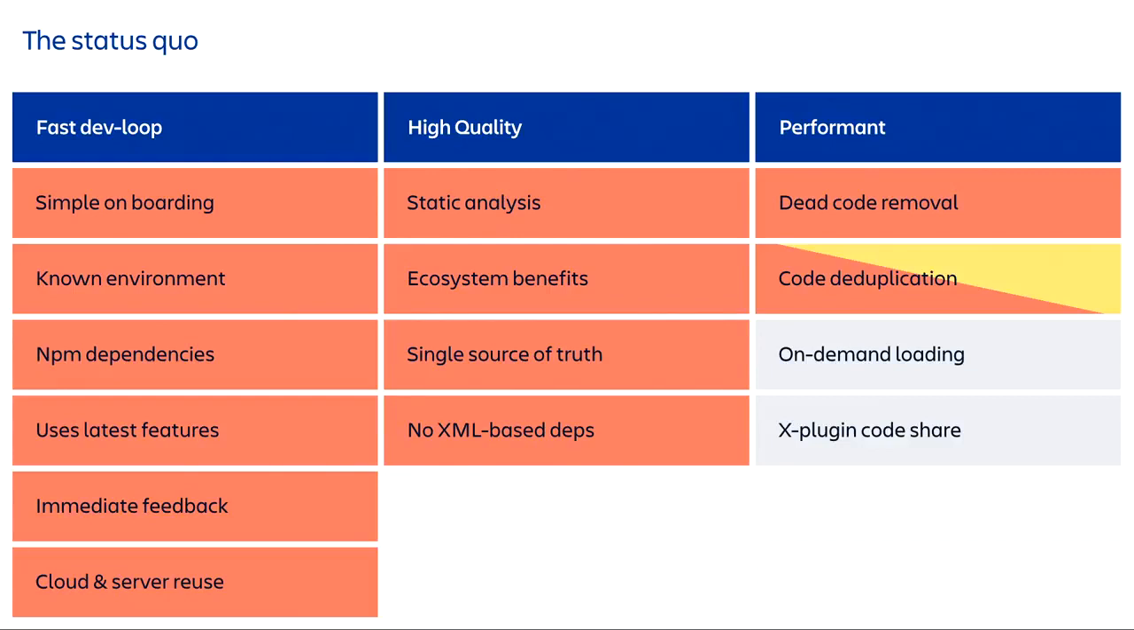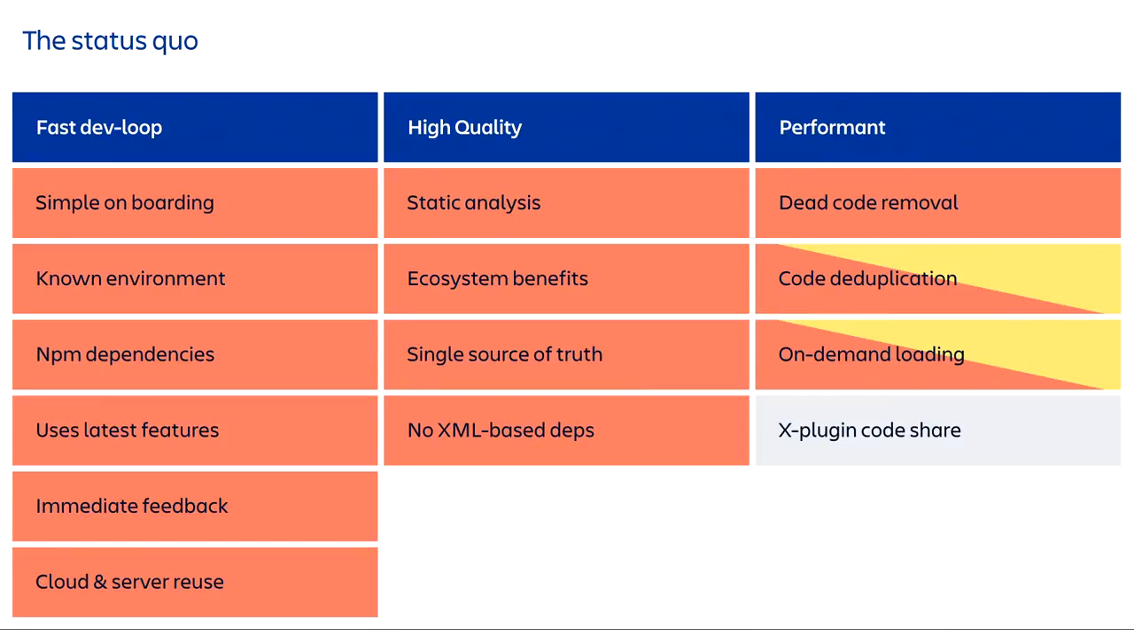So that's a yellow-red. Same goes for on-demand loading. I mentioned it. WRM provides you with a way to load web resources asynchronously, so you can do on-demand loading. There's just a standard way in JavaScript that's much easier and much better to use. So again, it's more of a red-yellow.